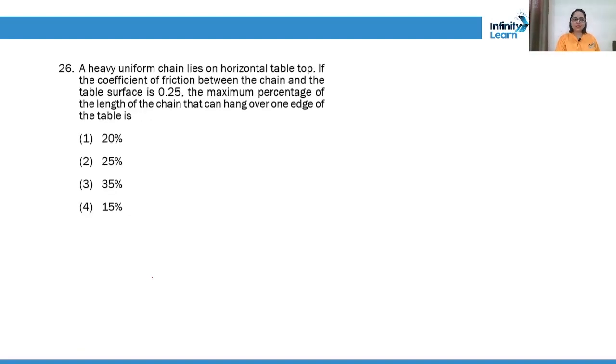Question number 26. A heavy uniform chain lies on a horizontal tabletop. The coefficient of friction between the chain and the table surface is 0.25. So let's say this is the chain and some part of it is hanging like this, right? The coefficient of friction is given as 0.25, which is 1 by 4.